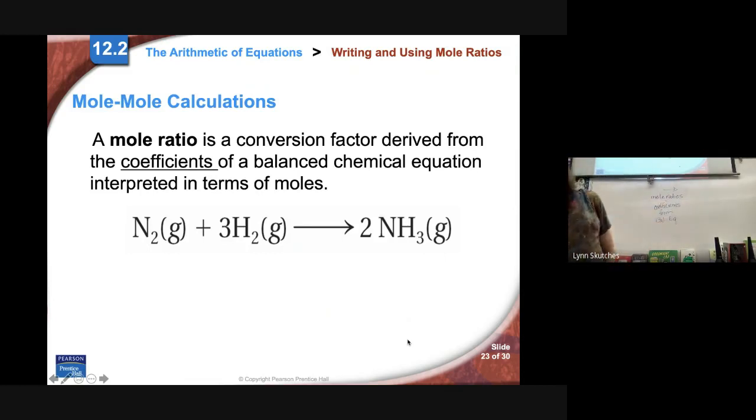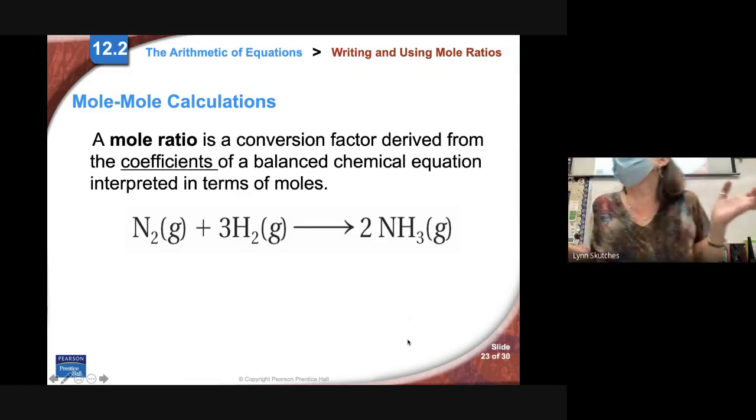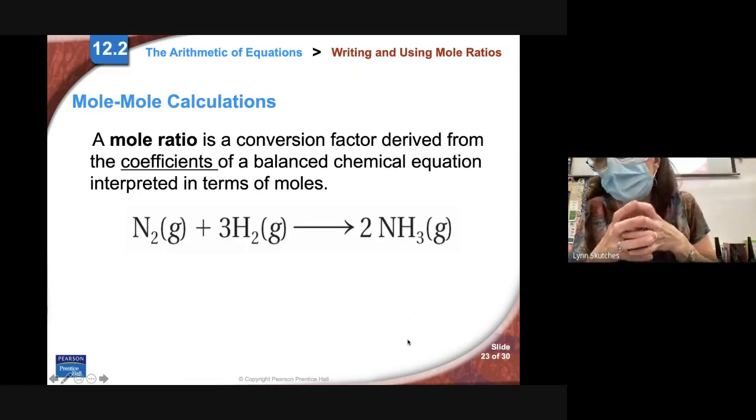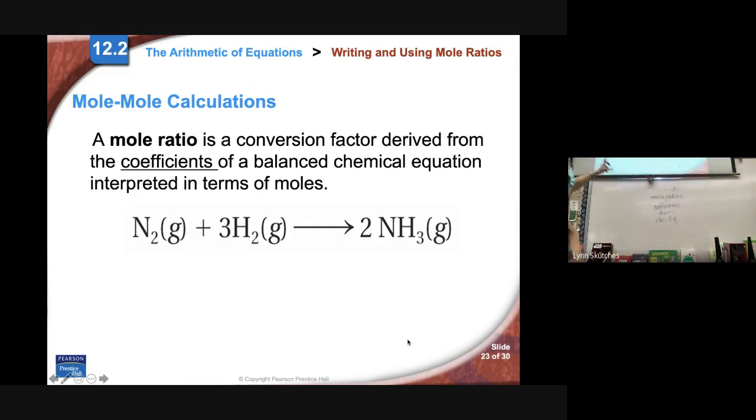To go with the recipe analogy, 1 cup of nitrogen gas plus 3 cups of hydrogen gas gives you 2 cups of ammonia. Which isn't, I mean, we could actually do that because cups are a volume measurement. So we could actually kind of say that. It's really 1 mole of nitrogen goes with 3 moles of hydrogen to make 2 moles of ammonia, right? The only place in the world where 1 plus 3 equals 2 is chemistry, right?